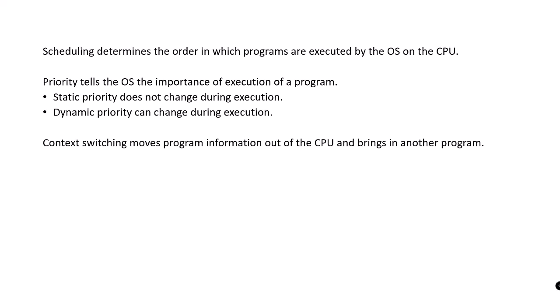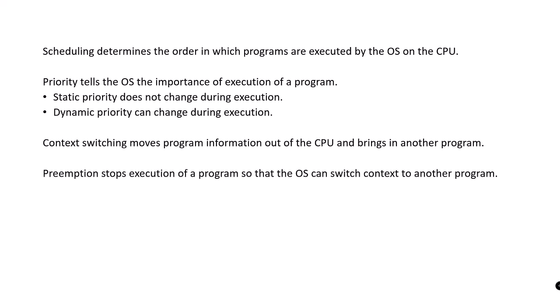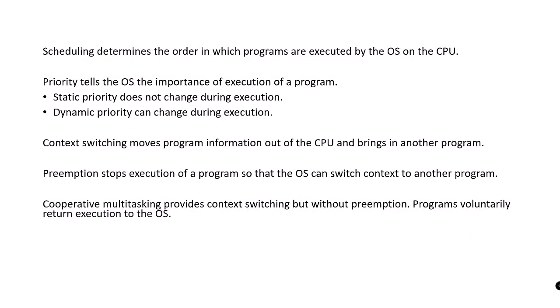Context switching moves information about the execution of a program into and out of the CPU. We context switch in order to move from one program to another. Preemption stops the execution of a program so that the operating system can switch contexts to another program. Not all operating systems use preemption. Some operating systems use cooperative multitasking, in which programs voluntarily give up the CPU and return to the operating system.